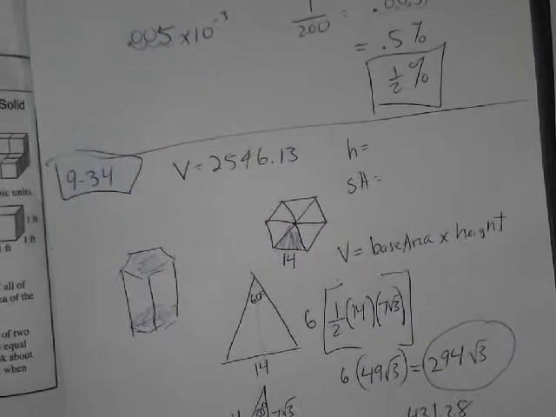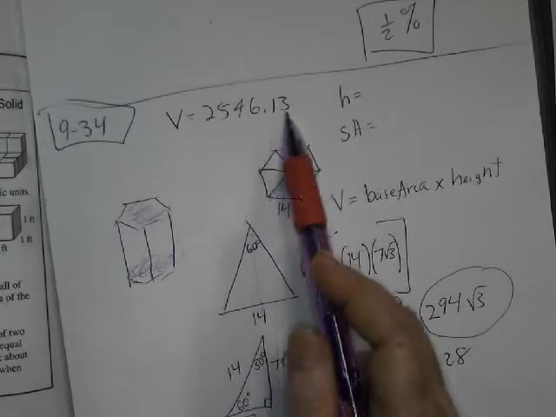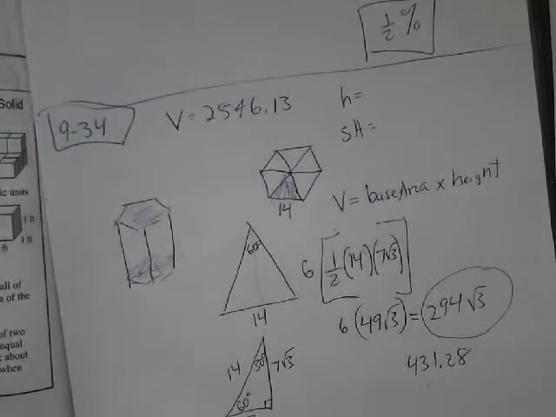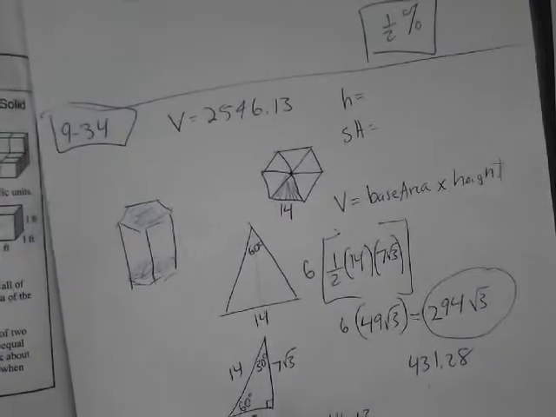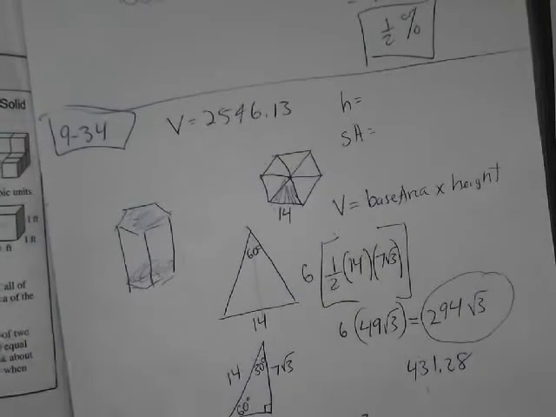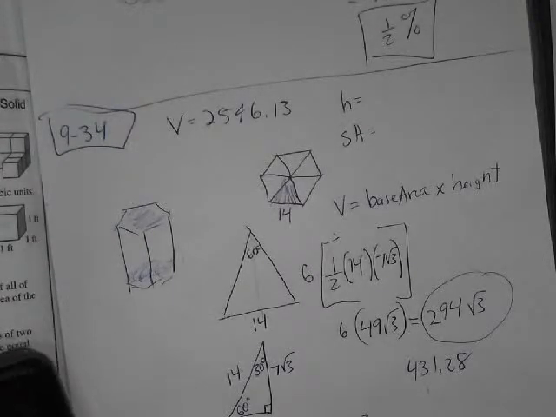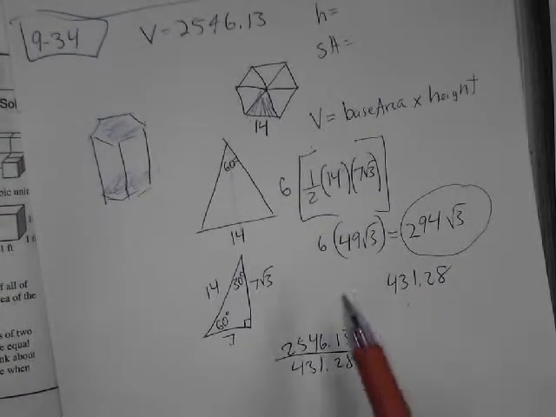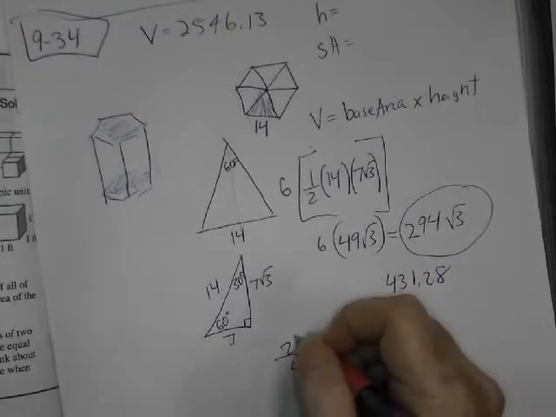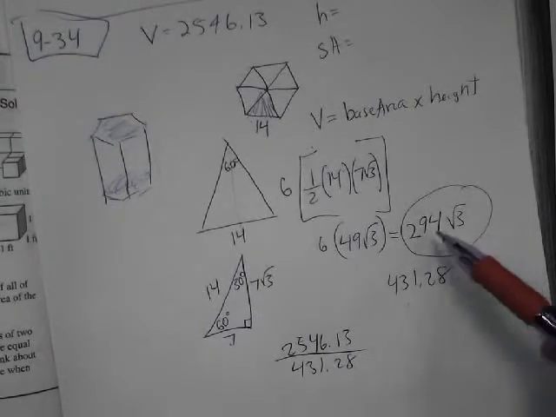If that's the base area, I can get the height by dividing the volume by the base area. So I'll just go 2546.13 divided by 431.28. Whatever your calculator says when you go 294 times root 3, you can do your own. I get 509.22.